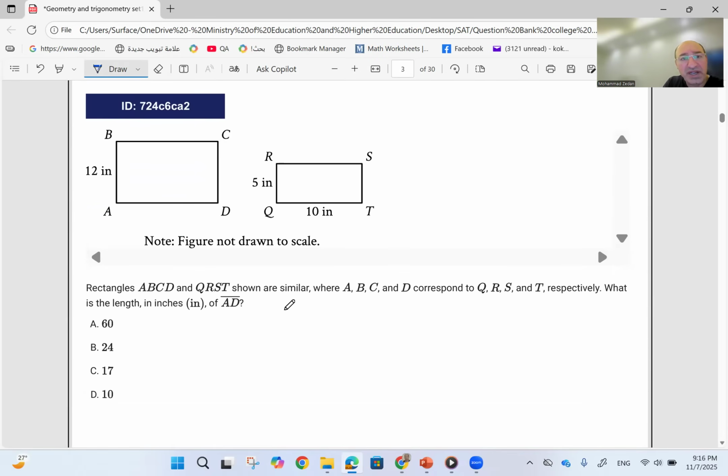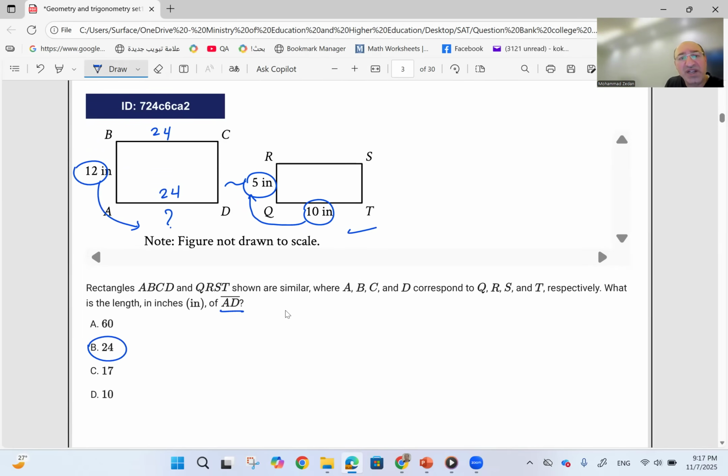I have two rectangles that are similar, and the length and width of the first one are 5 and 10, the other one 12 and what number? It asks you about AD. The ratio between length and width in the first rectangle is the same ratio between length and width in the second rectangle. So since 10 is double 5, this side, the AD or BC, will be double 12, which is 24, each of them. So AD must be 24.